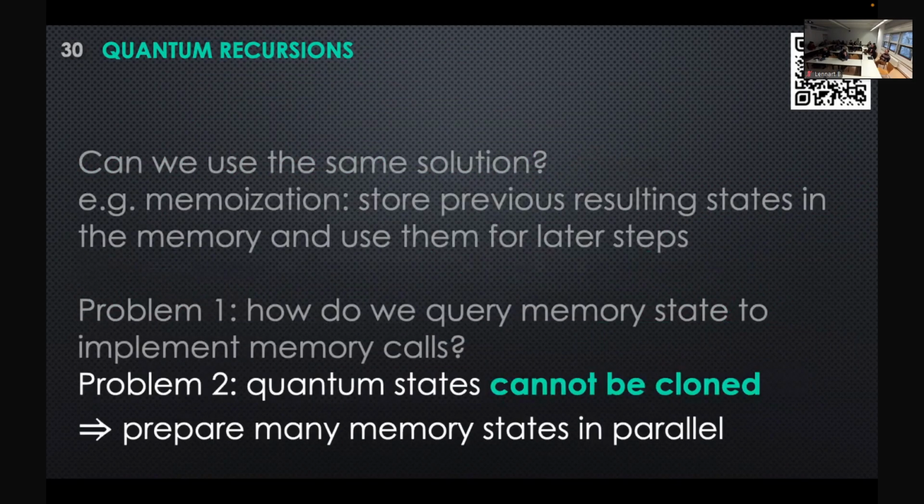So the second problem, where we could not clone the memory states, we just solve by brute force, by preparing many of them in parallel. And this is the reason we have exponential depth circuit widths at the end.